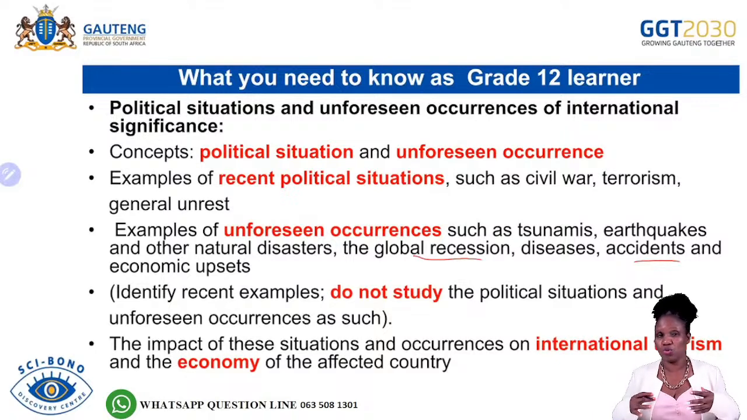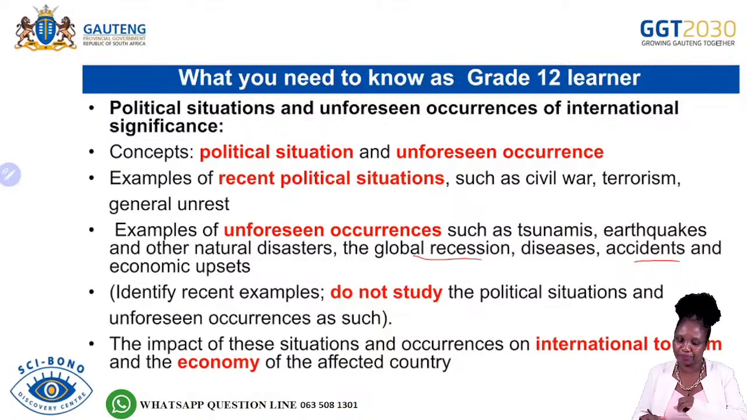All right, great talks. We are just giving examples of unforeseen occurrences. We've talked about tsunami, earthquakes, and other natural disasters. These are unforeseen. And then we've got different types of diseases. Remember COVID-19, it affected us a lot. And then we also have accidents. Accidents are unforeseen occurrences, all right? Because we don't prepare to have an accident, but it just happened. It is an unforeseen occurrence, all right? And even the economic upsets, all right?